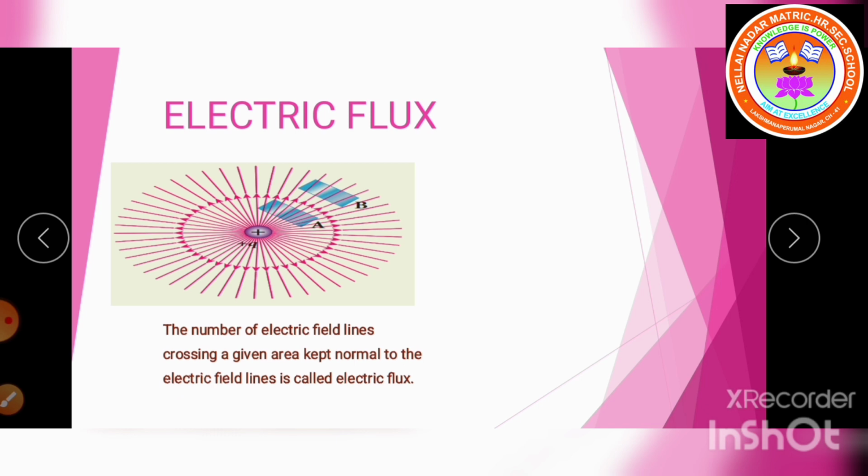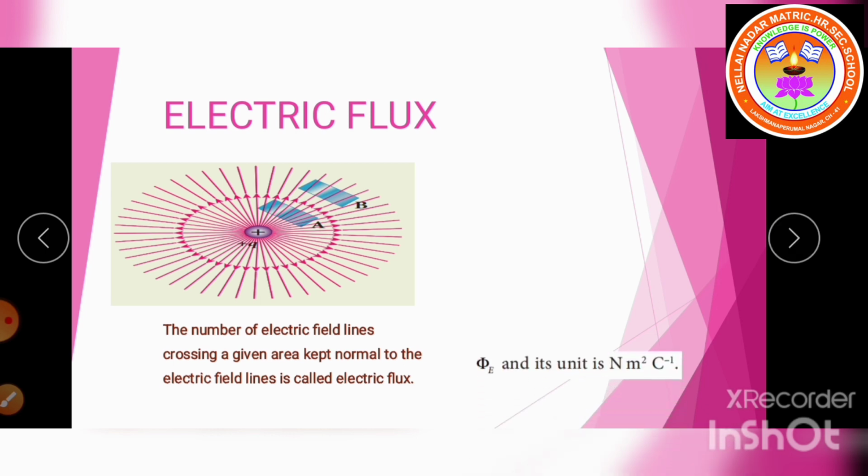So it is a 2-mark question. Define electric flux. So what is the statement here? The number of electric field lines crossing a given area kept normal. Listen, here we have taken the area that is normal to the electric field lines. That is what we call electric flux.